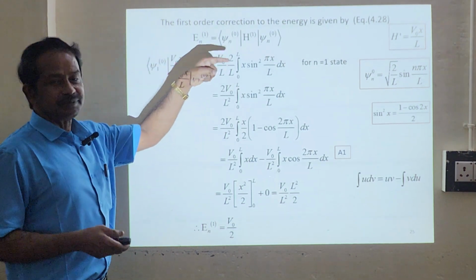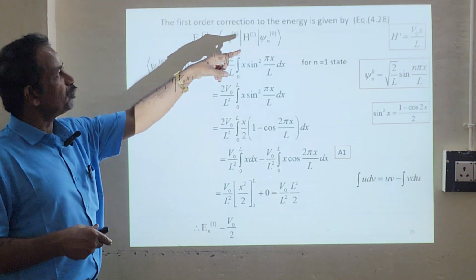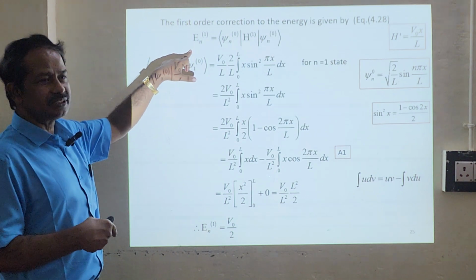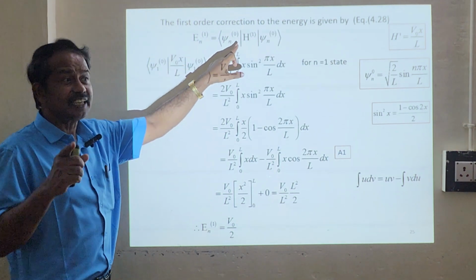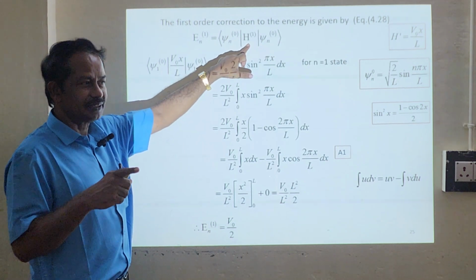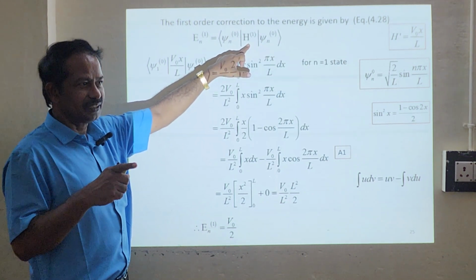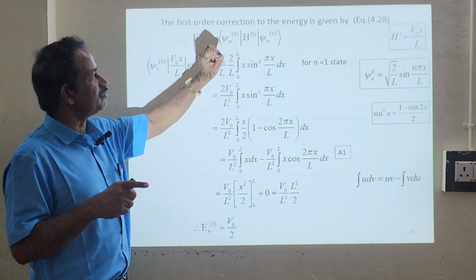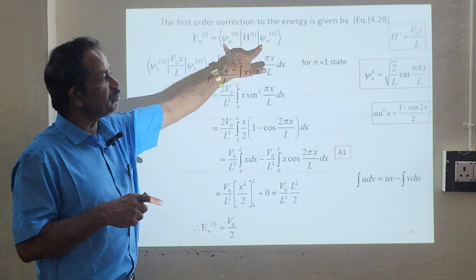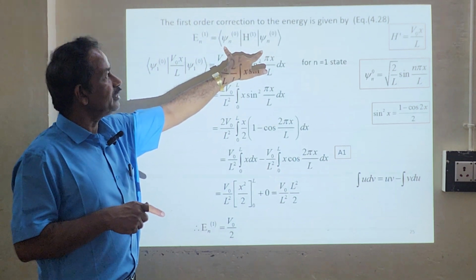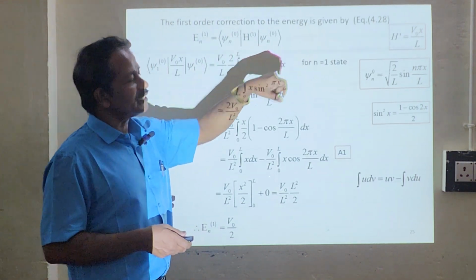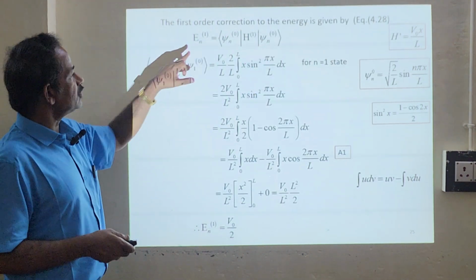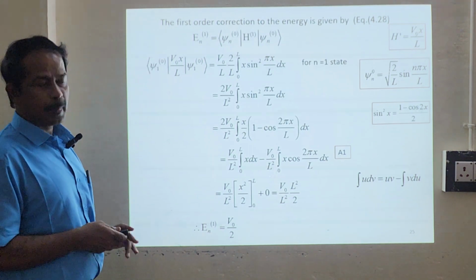Now the first order correction which we learned just now, equation 4.28, is given by the expectation value of the first perturbed Hamiltonian. Can you remember? So H1 sandwiched between bra psi n0 and ket psi n0. H1 is given by V naught x by L, correct? So instead of H1 you just substitute V naught x by L.